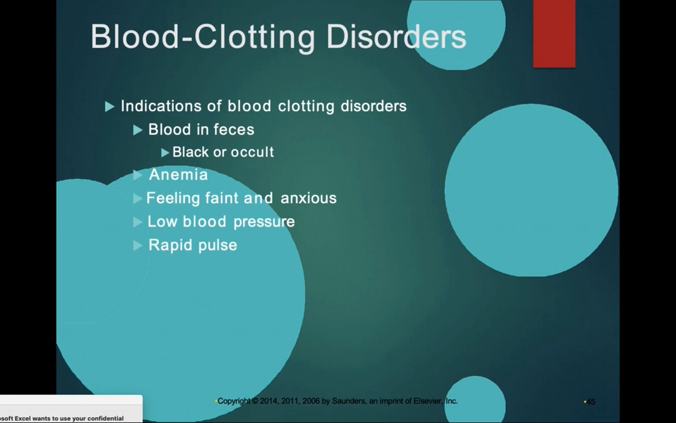Other indicators of blood clotting disorders, there could be blood in the stool. It could be black. You can see it visually, or it could be occult, which means only under the microscope. Anemias, feeling faint and anxious, low blood pressure, and rapid pulse.